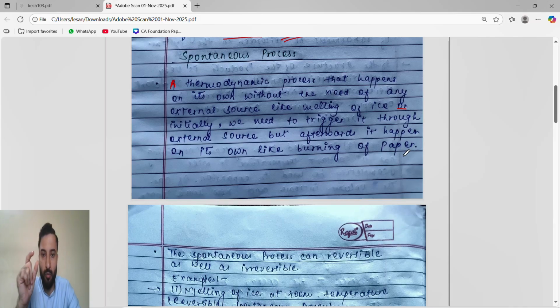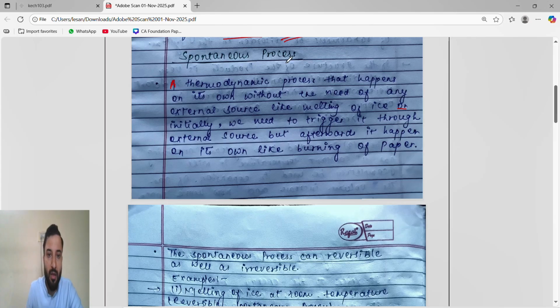Just take the ice cube, keep the ice cube in the room at room temperature, nothing we are doing, just we kept the ice cube at room temperature, automatically you will see the ice cube will melt. So what is this? Spontaneous process. The process is happening by its own. That is what? By own, right? So this is without the need of any external source.